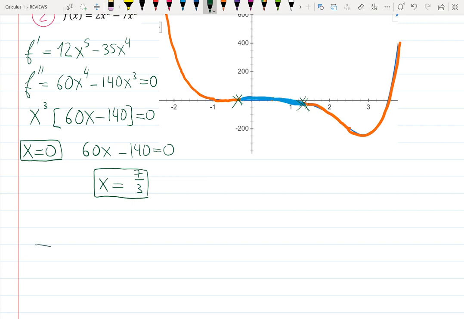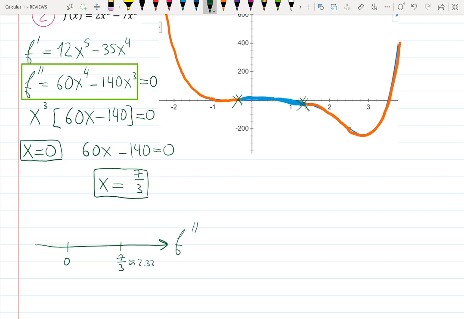But I will create a sign line for the second derivative, and I will put in the green box my second derivative again. Here it is. And I will plug the test points into my second derivative. I have 2 points, 0 and 7 over 3, which is approximately 2.33. And I know I have 3 intervals now, so I will need 3 test points.